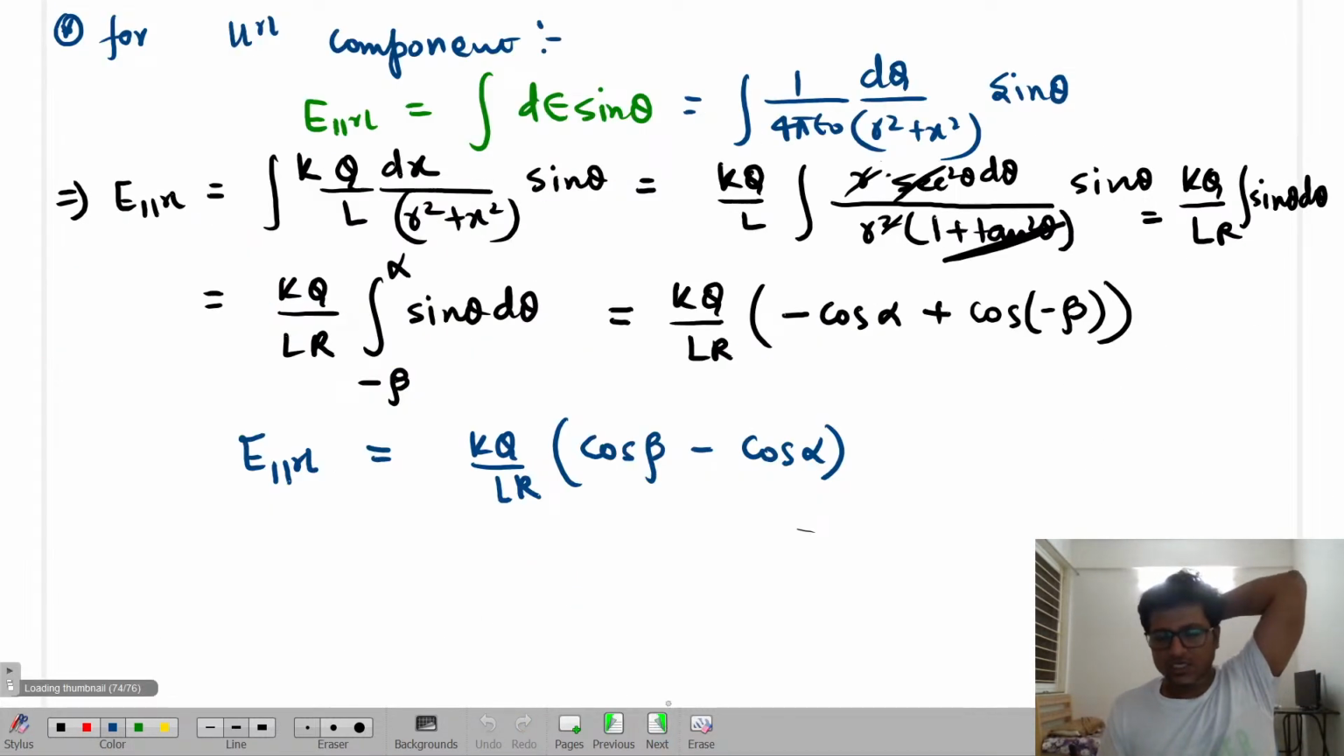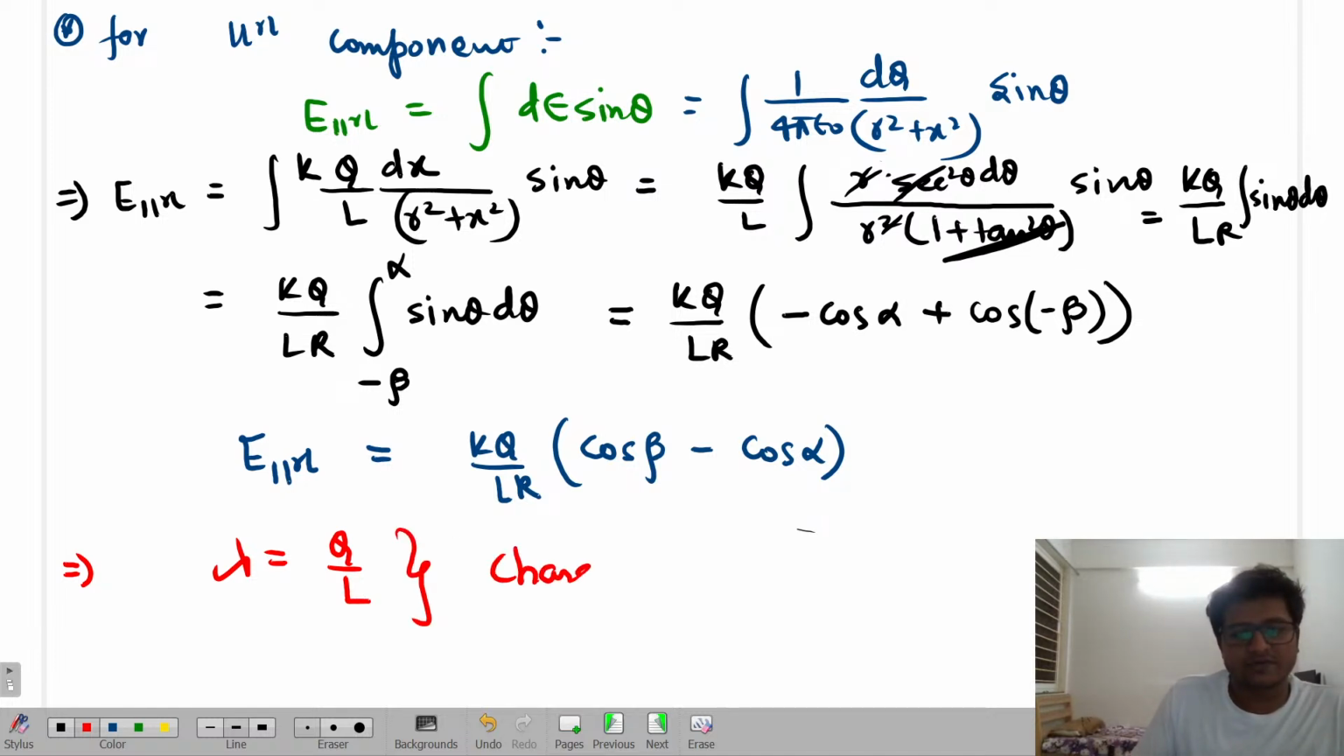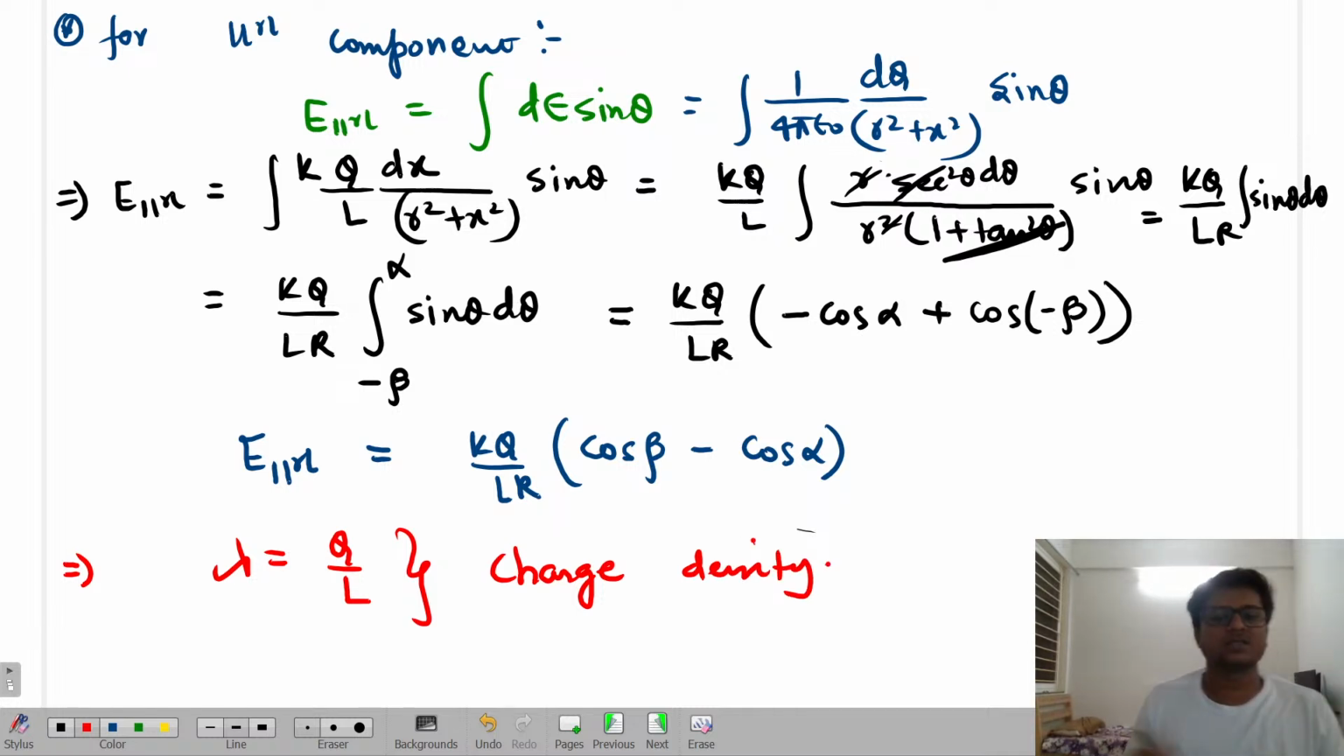Are you able to get me? So this is the electric field. Now we know that specifically lambda is written as Q by L. So wherever in a question the charge density is given, replace Q by L with lambda. Is that clear or not?